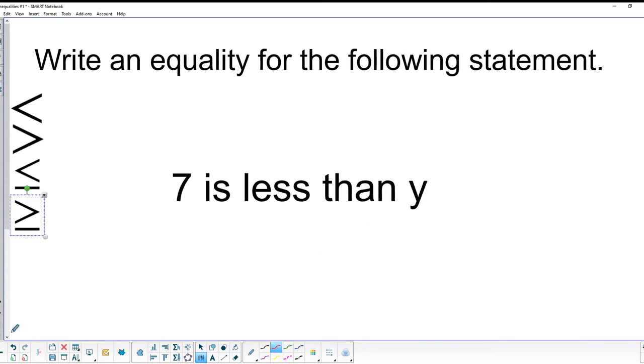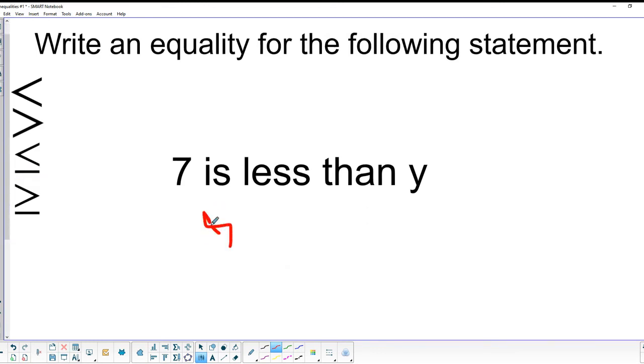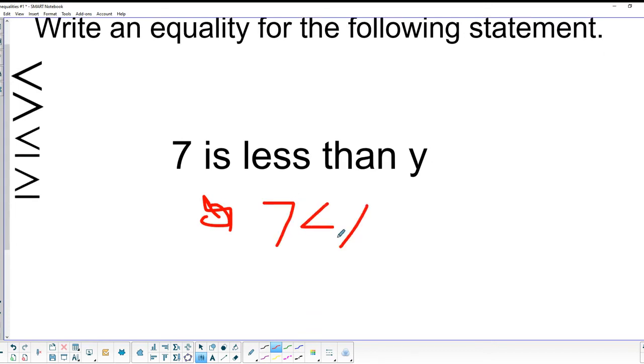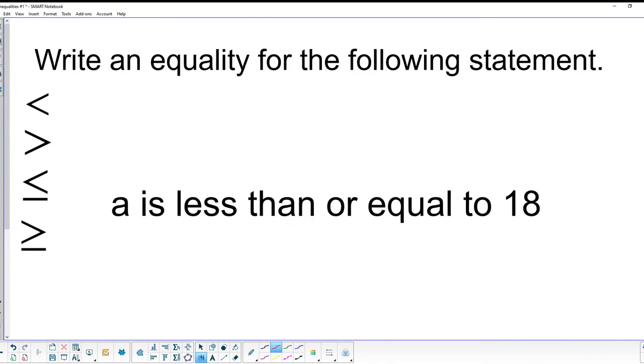How about 7 is less than y? Let's try that again. 7 is less than y. That's how that would look if you were to write it out. How about a is less than or equal to 18? We have a is less than or equal to 18.